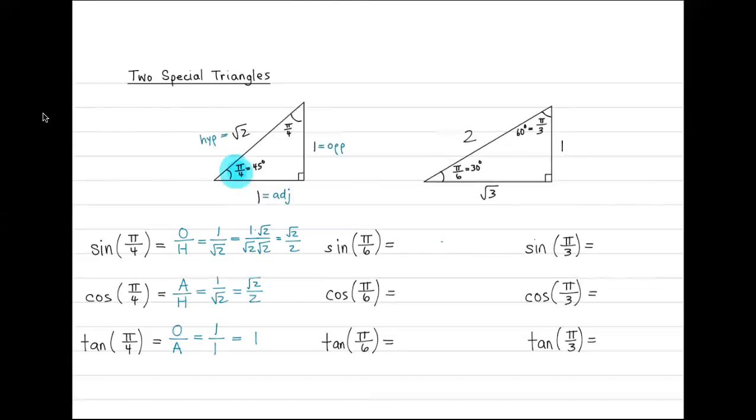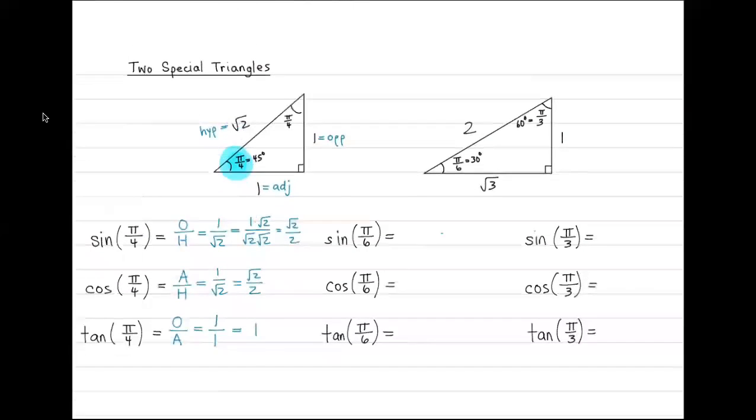Okay, so as long as you have that special triangle memorized, it will allow you to work out the trig values for sine, cosine, and tangent for that angle, even without a calculator. Now, this second triangle that I've got here, let's just highlight it for you so you can see what I'm talking about.